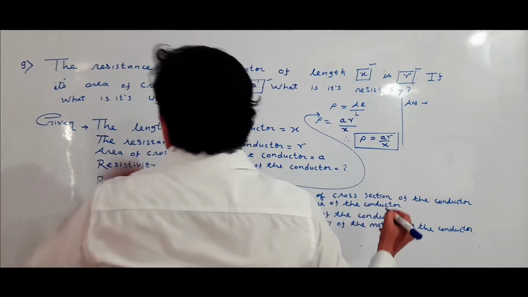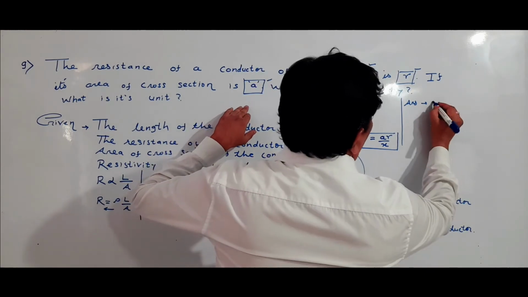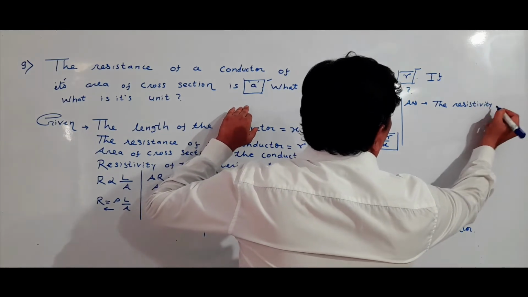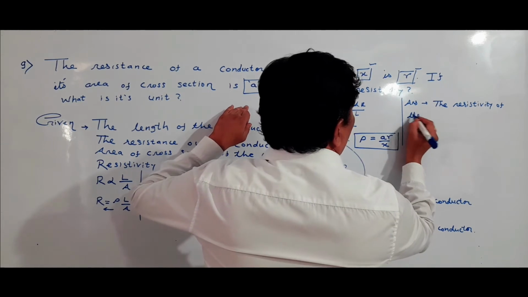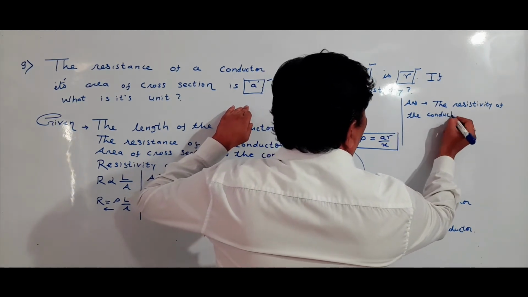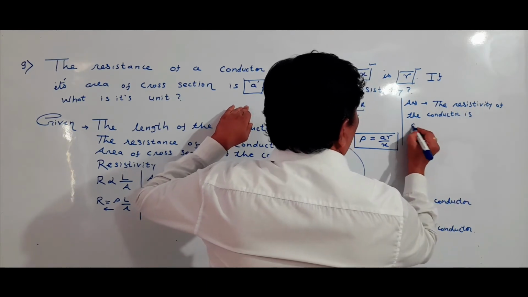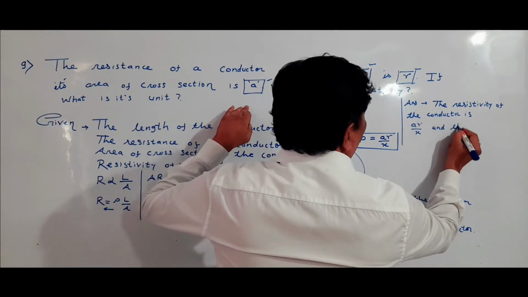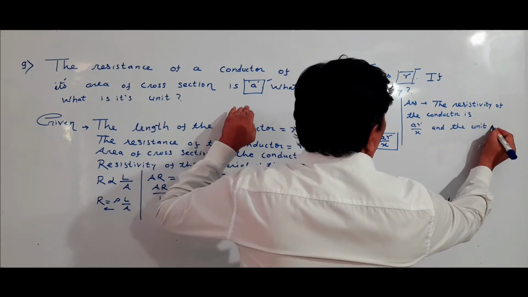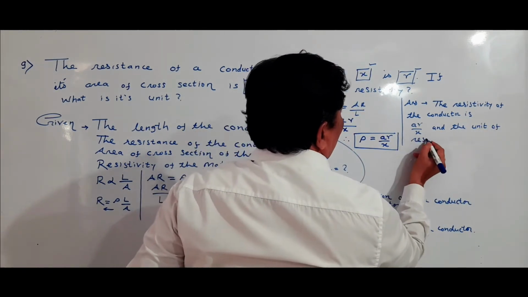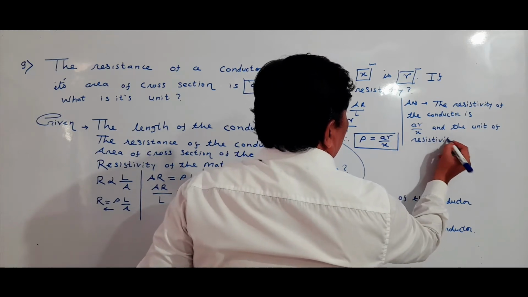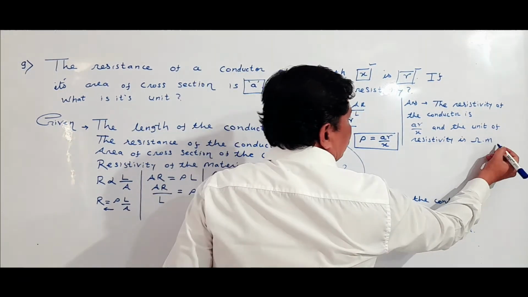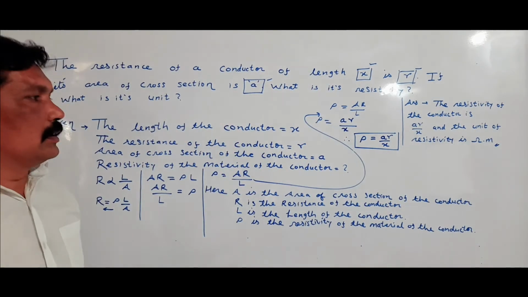Answer. The resistivity of the conductor is AR upon X, and the unit of resistivity is ohm meter. This is the answer. That's all, student. Will stop here.